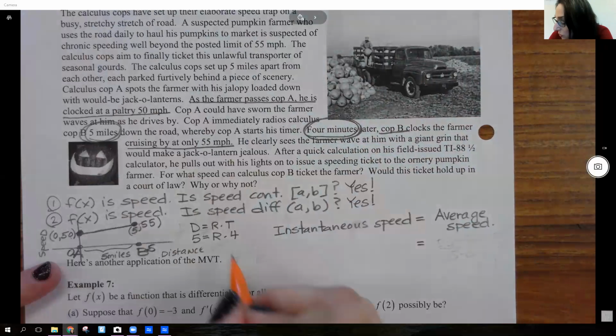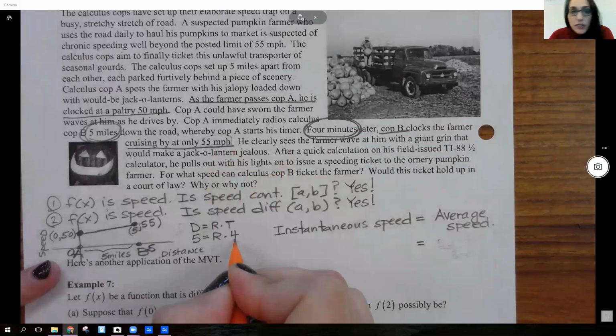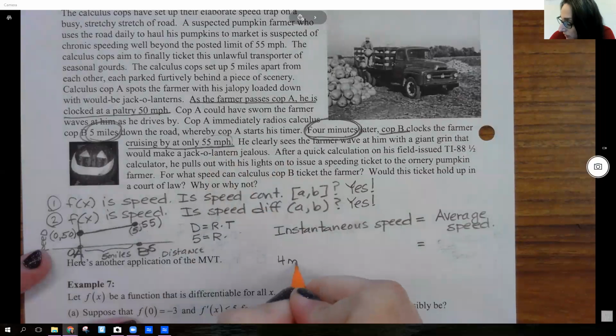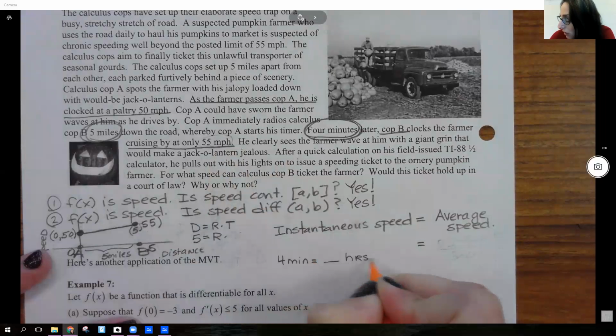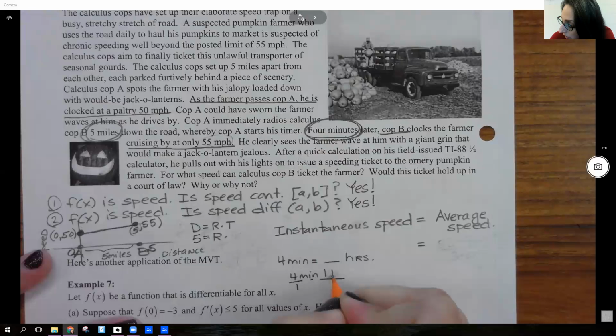I got to change. So we're in minutes and we're doing miles per hour here, but I got minutes. So 4 minutes would be what out of an hour? 4 minutes equals blank hours. So that would be 4/1 minutes. I want to get minutes to cancel out. What do I want to do here? 1 hour is 60 minutes. I want to divide by 60, right?